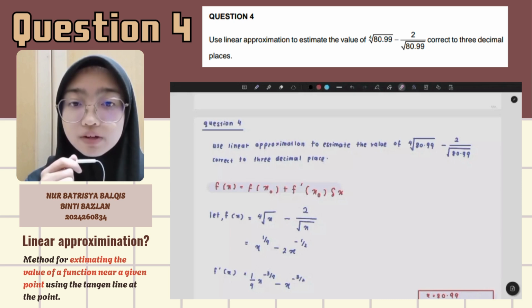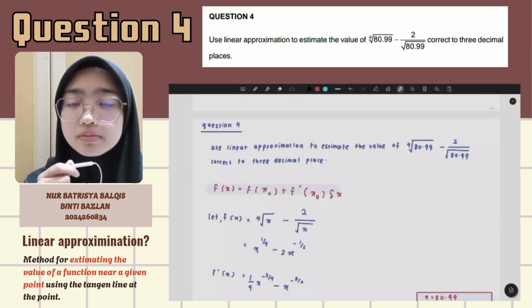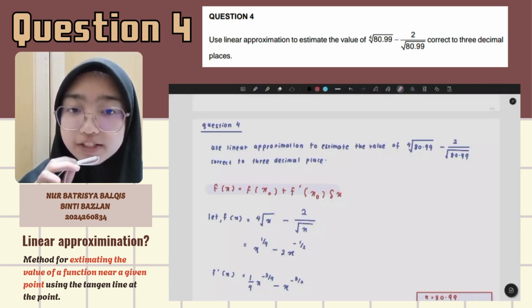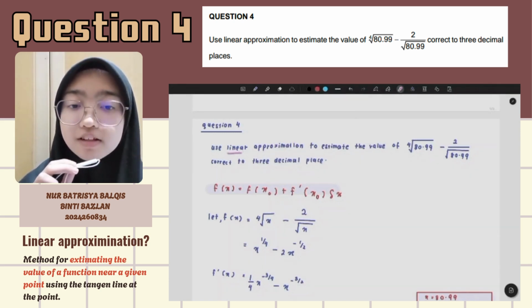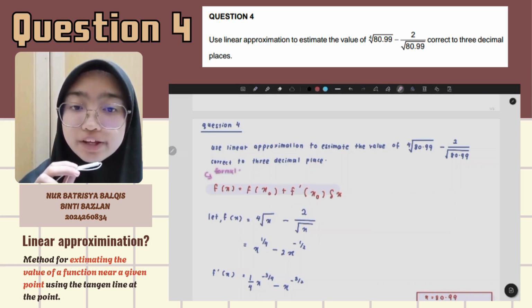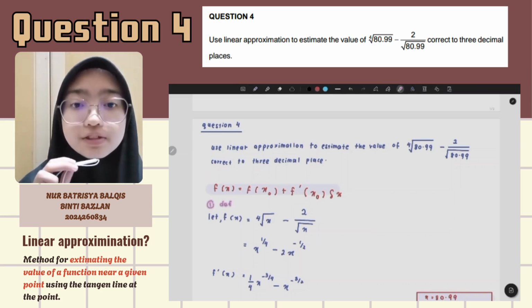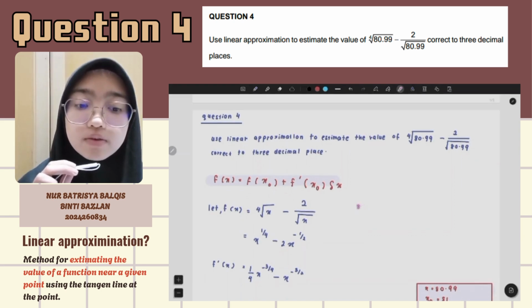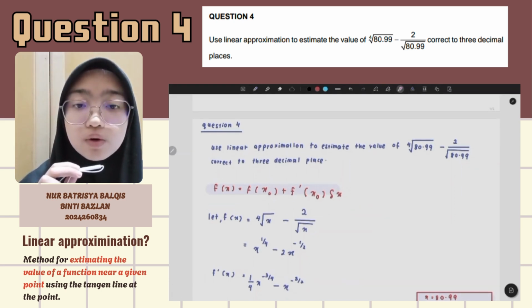Assalamualaikum warahmatullahi wabarakatuh. So today I will explain how to solve linear approximation. Okay, now we're going to go through the question. The question asks to use linear approximation to estimate the value of 4 square root of 80.99 minus 2 over square root 80.99. The final answer will be in 3 decimal places. Okay, so first we have to define the function. So 80.99 we can write as x. So the function of x is 4 square root of x minus 2 over square root x.